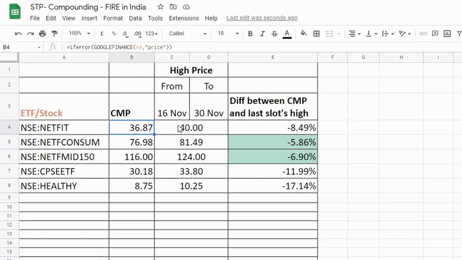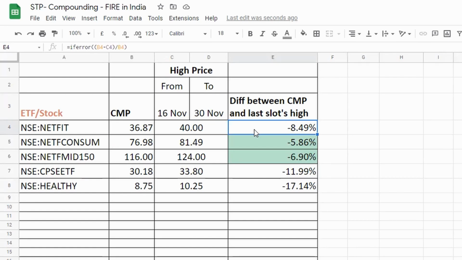So current market price, what was the highest price in the previous slot that just completed? Today is 2nd of December, so the last slot we would be tracking is from 16th to 30th November. What was the highest price? And what is the difference between that highest price and current market price in percentage, so that we can know how much difference we are looking at. Is it close enough or is it very far? Because based on that, we may expect it to get triggered in this slot or may not get triggered.